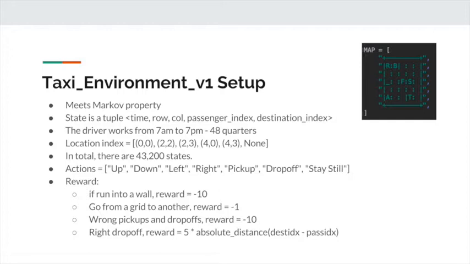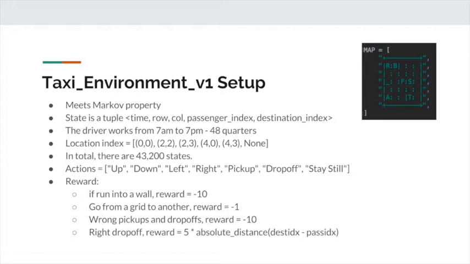In the taxi environment that I created, we use a simplified grid world city to represent the real scenario. The state is a tuple of time, row, column, passenger index, and destination index. Passenger index and destination index are represented by the location index. When there is no passenger in the taxi, both P index and D index will be None. If the taxi picks up a passenger at the shopping mall and he wants to go to the residential area, then the P index will be (2, 3) and D index will be (0, 0). We assume that the taxi driver works from 7 a.m. to 7 p.m., which is 48 quarters.